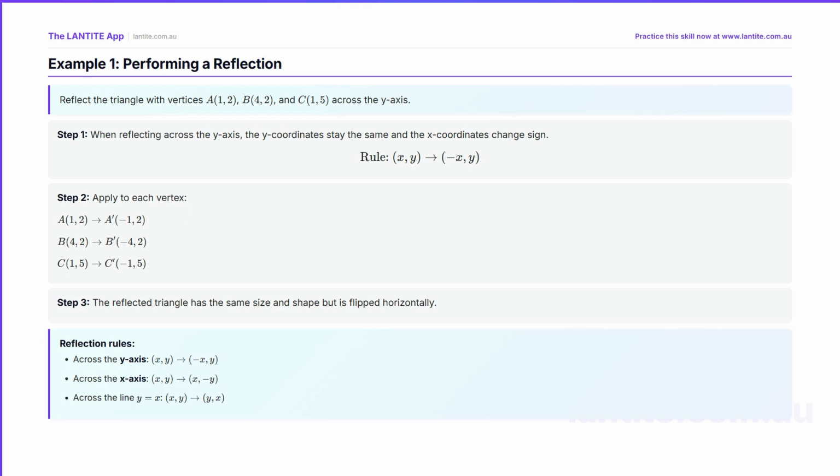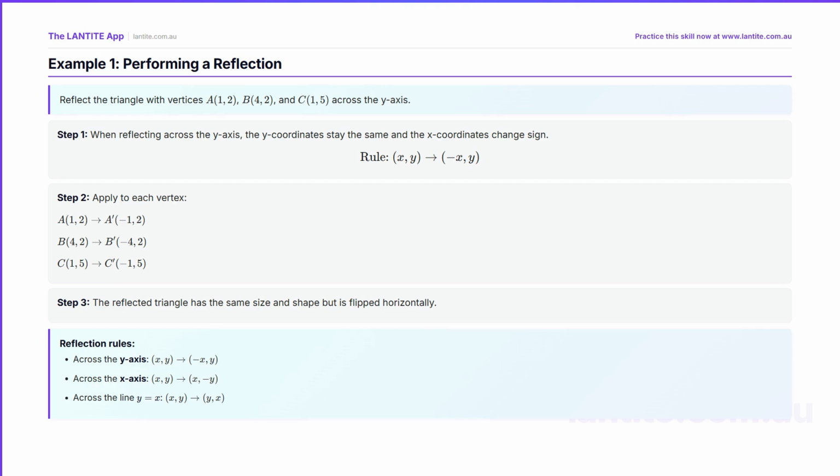Let's reflect a triangle across the y-axis. The triangle has vertices at A(1, 2), B(4, 2), and C(1, 5). When reflecting across the y-axis, the rule is that x-coordinates change sign, while y-coordinates stay the same. So A at (1, 2) becomes A prime at (-1, 2). B at (4, 2) becomes B prime at (-4, 2). And C at (1, 5) becomes C prime at (-1, 5). The reflected triangle is the same size and shape, just flipped horizontally.